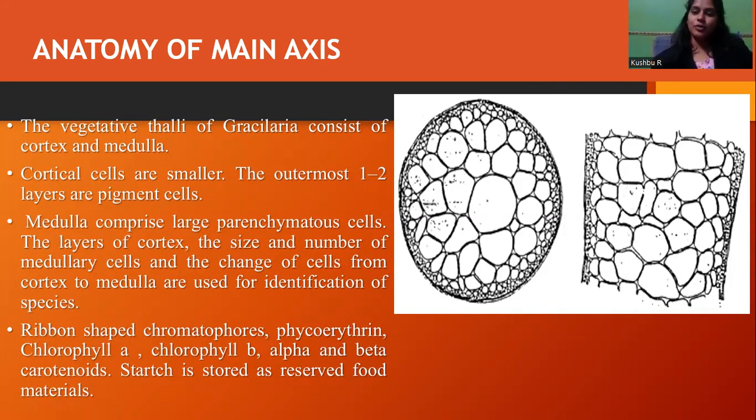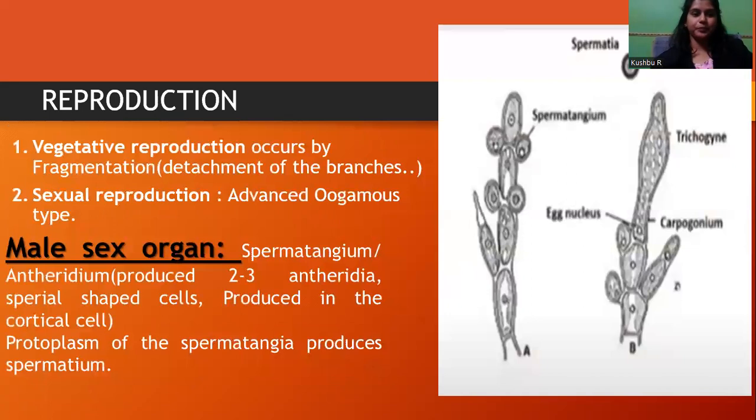To speak about the pigments present in this main axis, they have chromatophores, phycoerythrin, chlorophyll A, chlorophyll B, alpha and beta carotenoids, and it also has reserve food materials like starch.